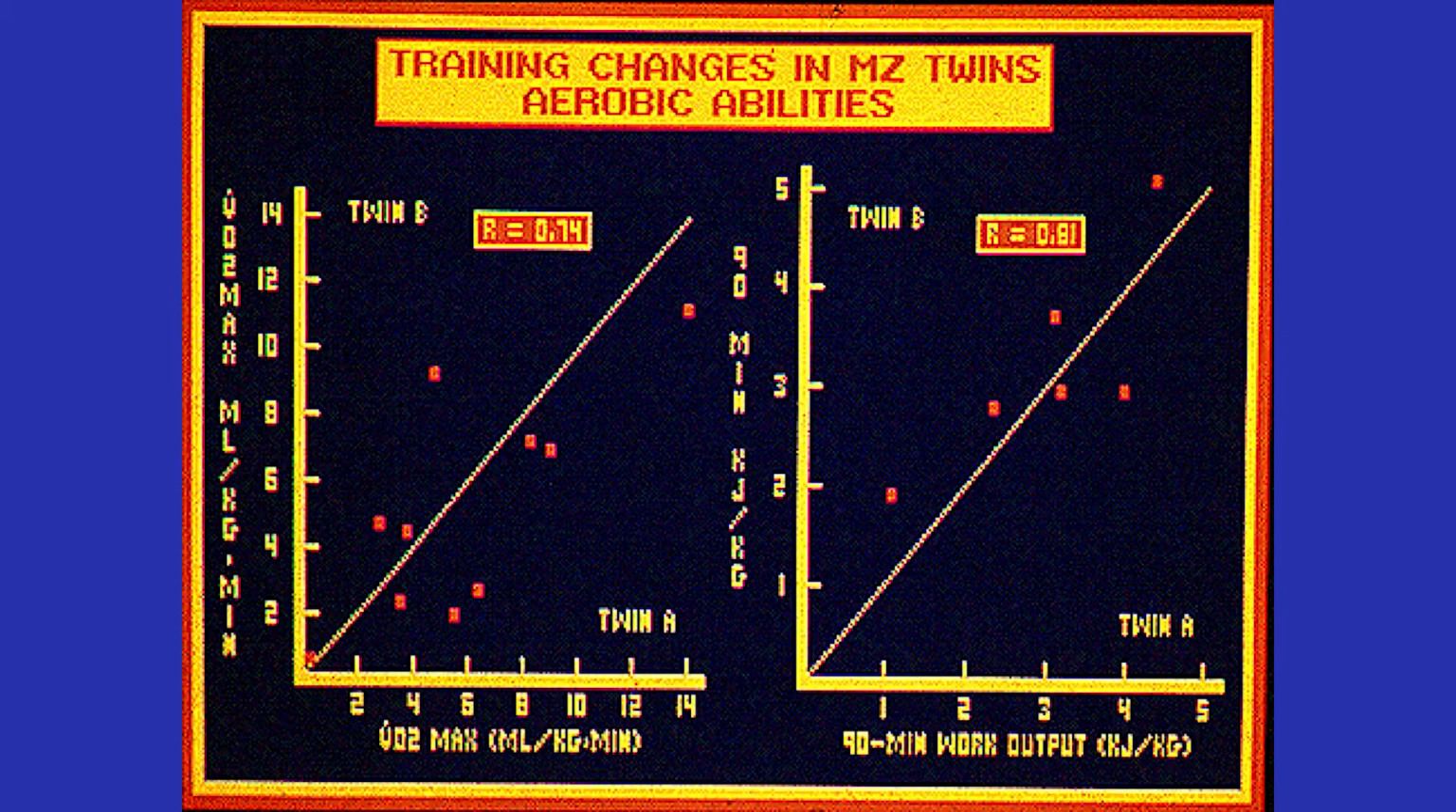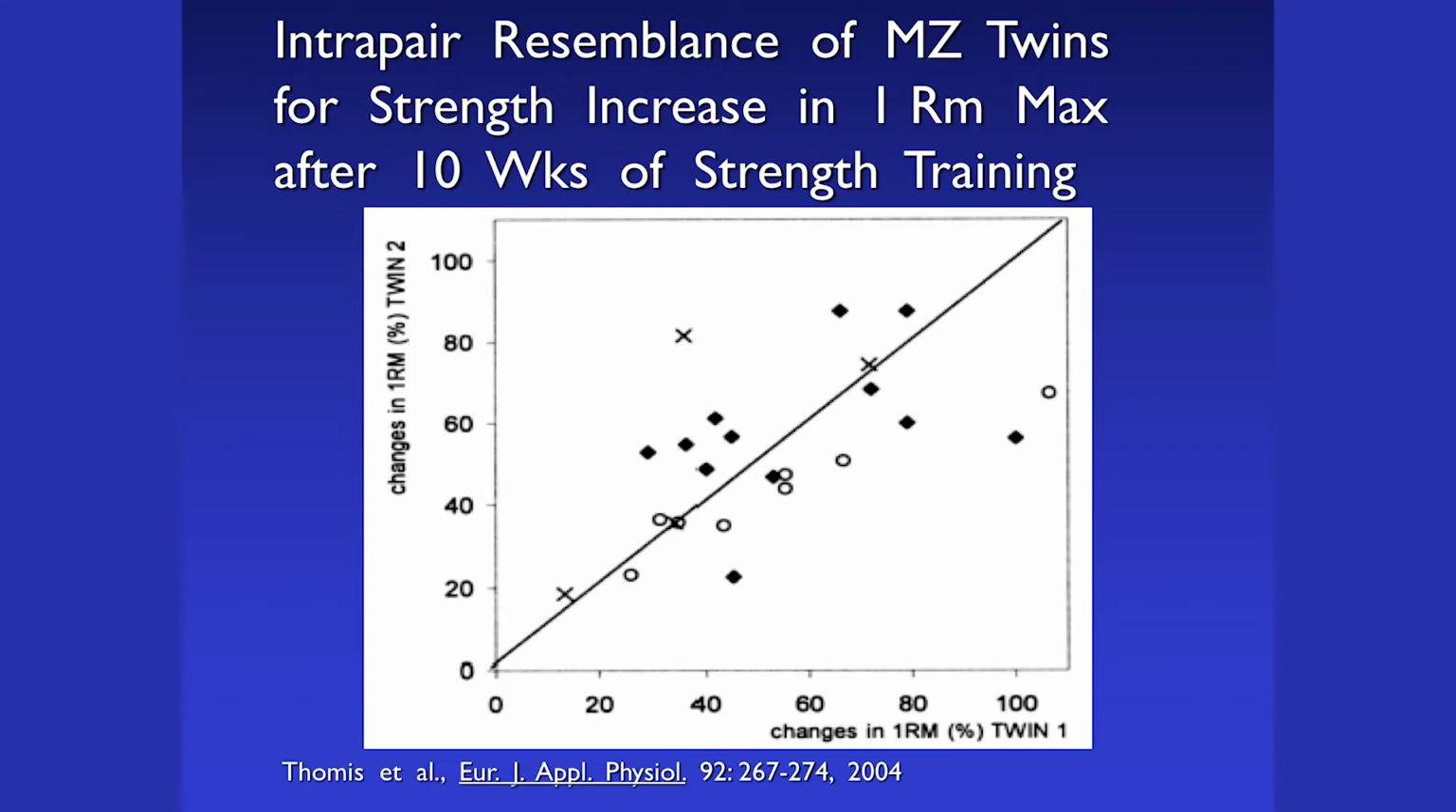They're much more similar. And you see that they're very, very similar. If you had non-identical twins, it wouldn't be as much. It would be similar, but the correlation, instead of say 0.7, would be about 0.3 or 0.4, which is not that strong. This is looking at identical twins, their strength increase in 1 RM max after 10 weeks of strength training. And again, you see, here's one twin and his brother.